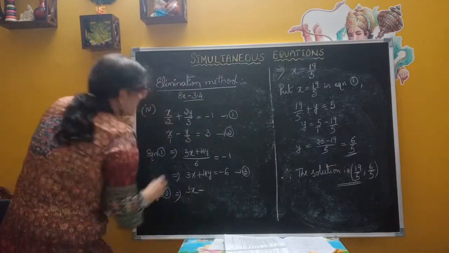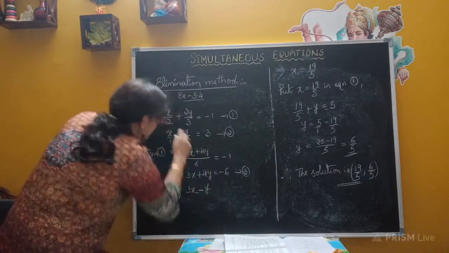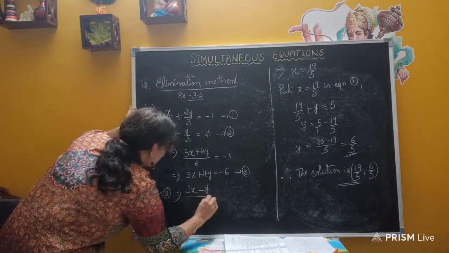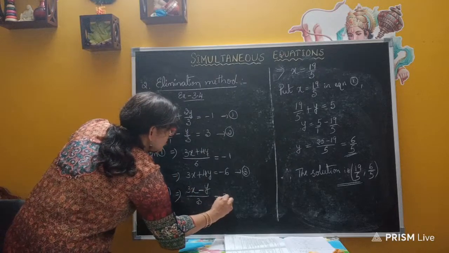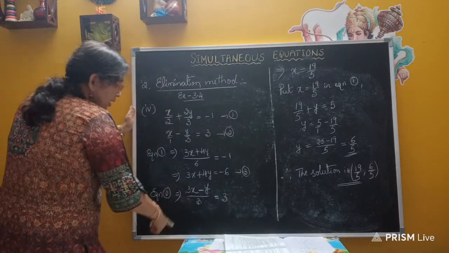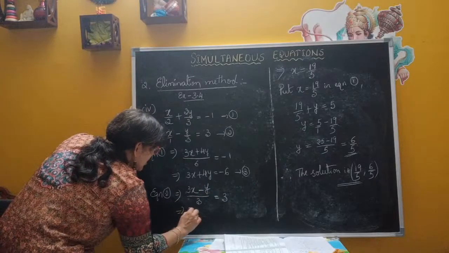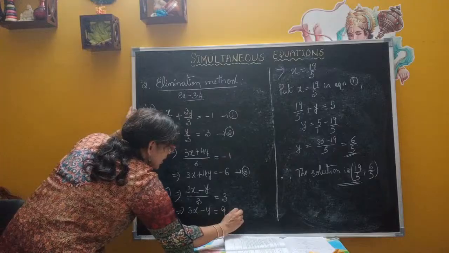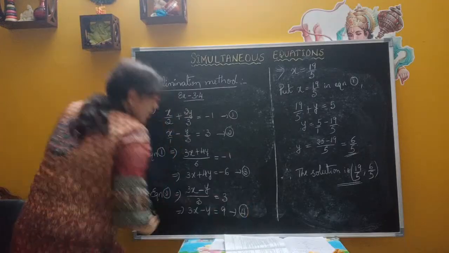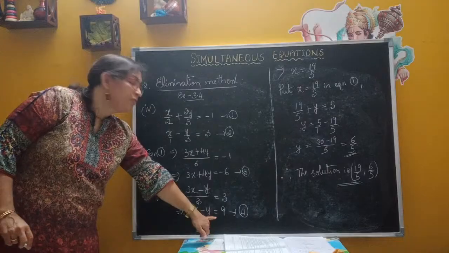3x minus 3 ones are 3, so into 1, nothing is changed here. Minus y by denominator, common denominator is 3, is equal to 3. Transpose the 3 to RHS, so we get 3x minus y is equal to 3 3s are 9. This is equation 4. Now let us solve equation 3 and 4.